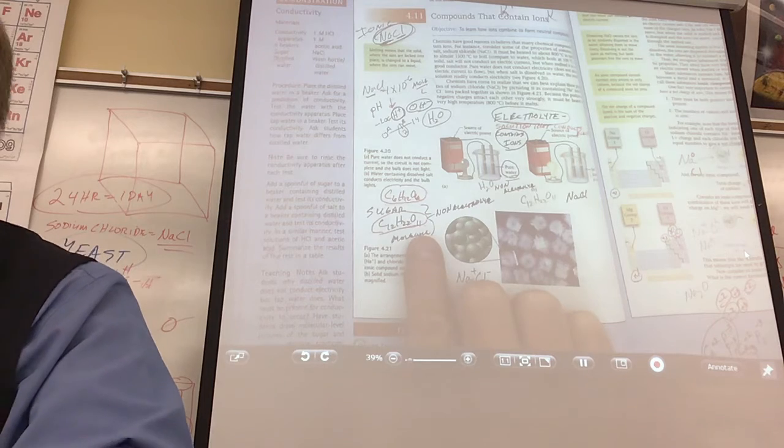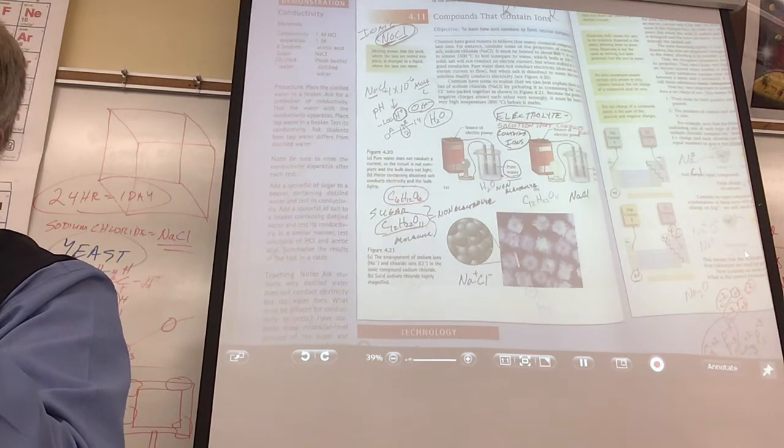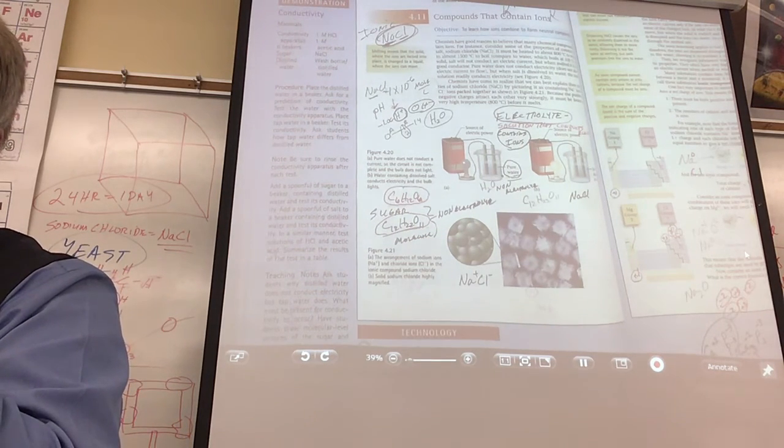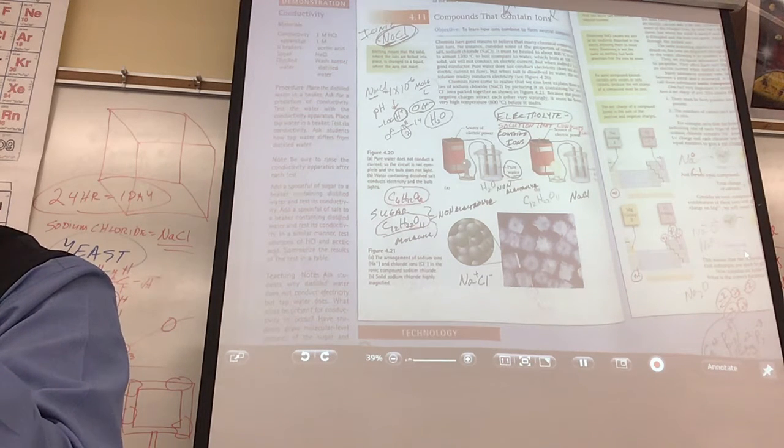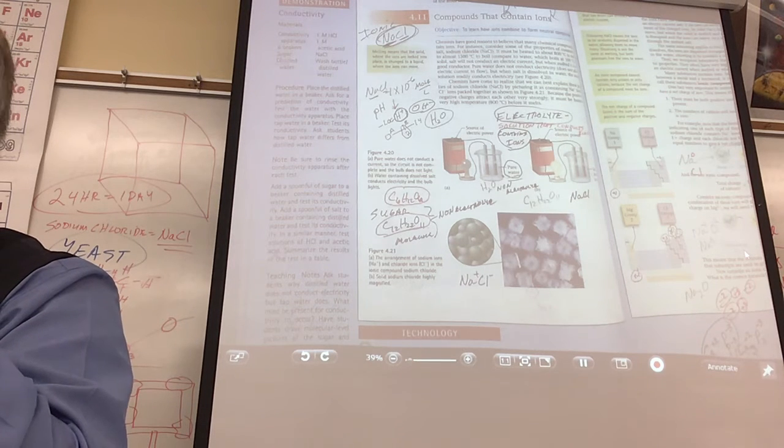C12H22O11. Now, does anybody know whether or not table sugar dissolves in water? It does, doesn't it? You stirred sugar, yeah, it does. Now, the question is, is it an electrolyte? Is sugar water an electrolyte?